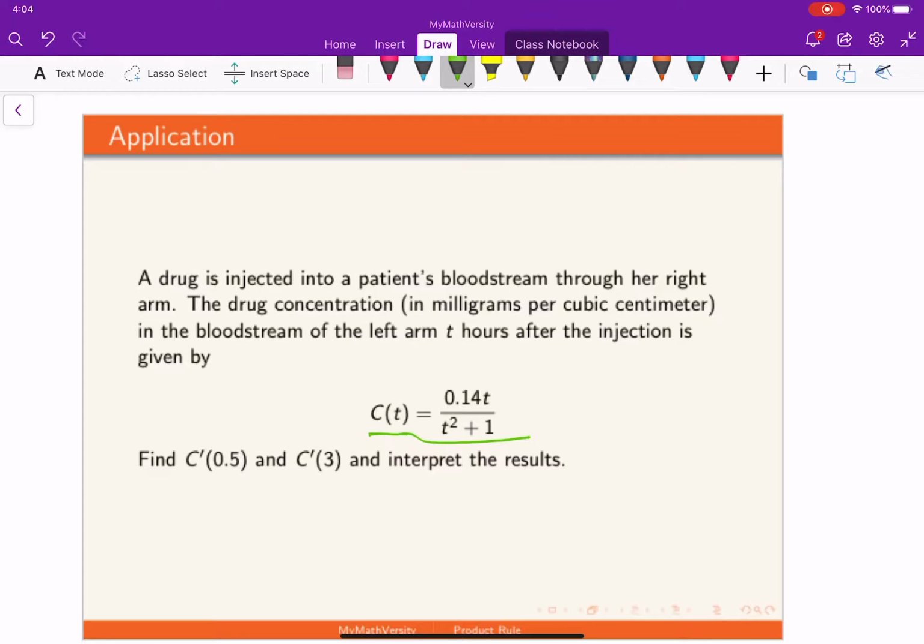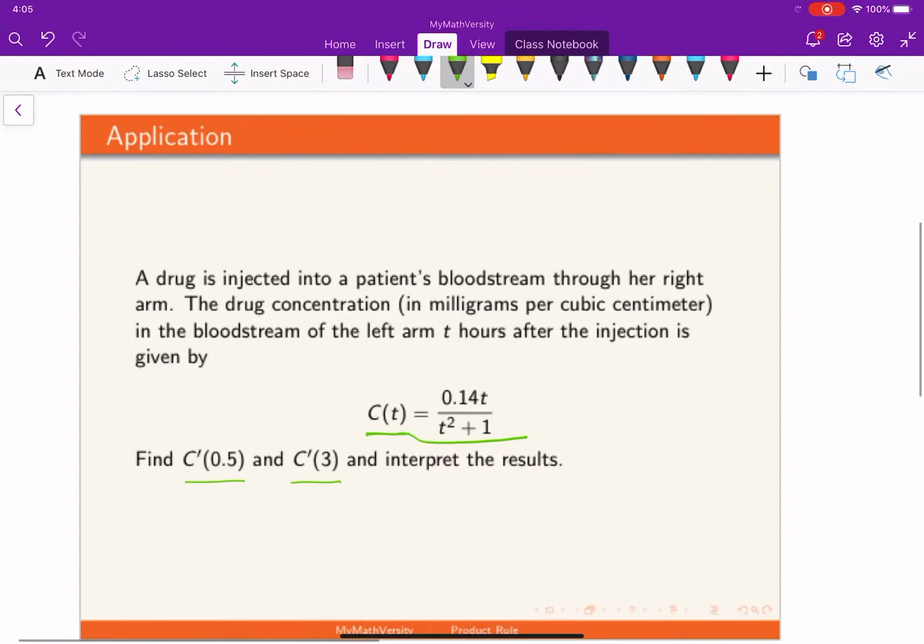And then here is the question you need to solve. You need to find what is C prime of 0.5, and then also try to see if you can find C prime of 3, and then try to see the result you get, and interpret what the result means. Okay, so let's try to work on this problem.